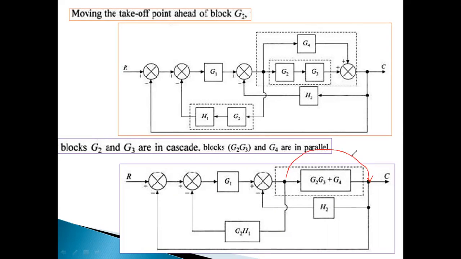So if we move the takeoff point after this block, in that case, a block 1 by G2, G3 plus G4 is added at the takeoff point. So if we move in this fashion, in this forward direction, a block 1 by this block is added. The block is added at the takeoff point whose transfer function is 1 by G2, G3 plus G4. Okay. The same thing.